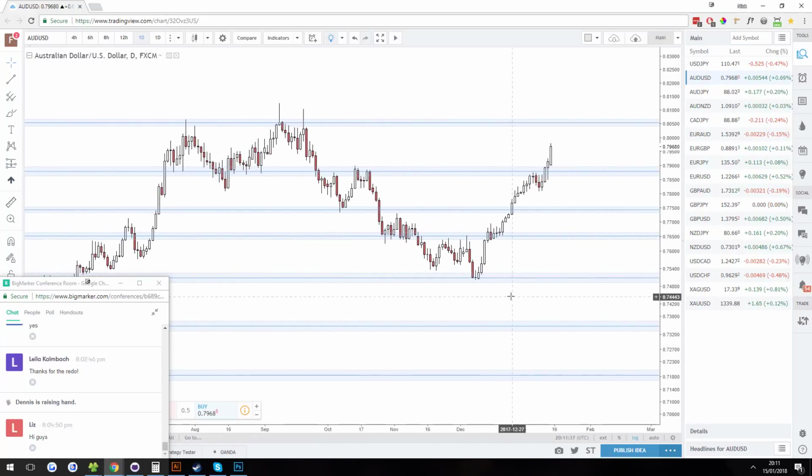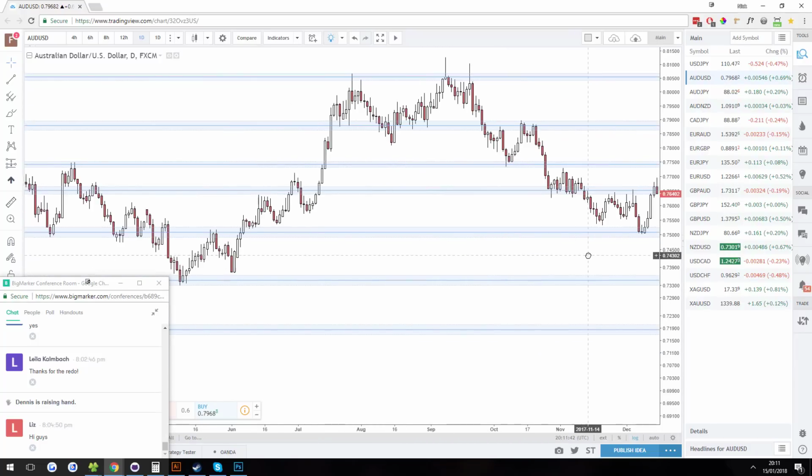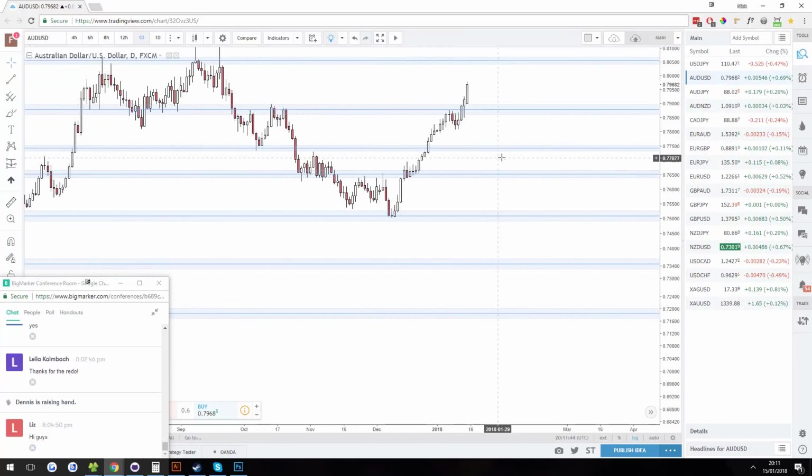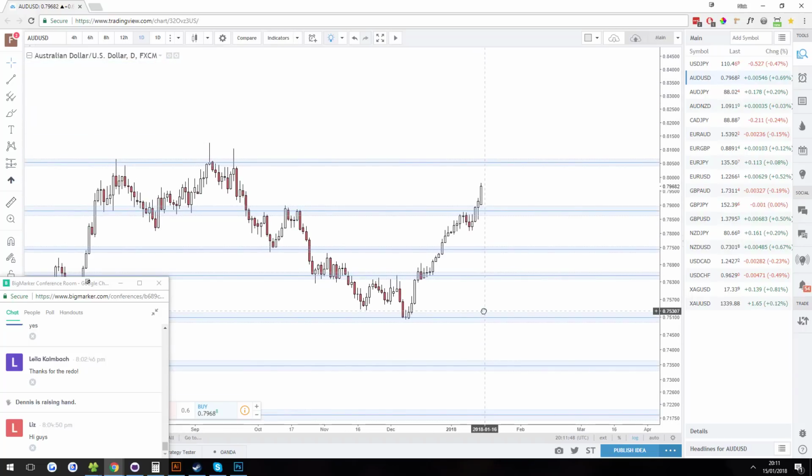And then it retraced all the way back down, close to where it started. Not quite where it started, but close to it. It went all the way back down to 0.7500. So now it's making another run up to this 0.8050.